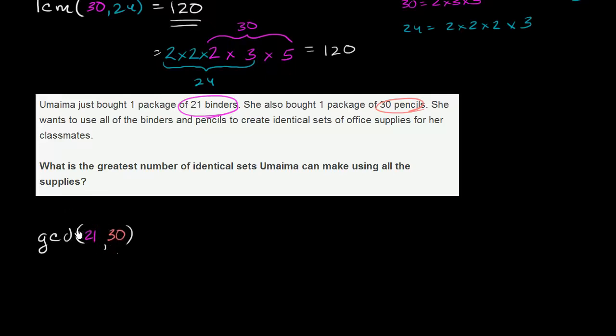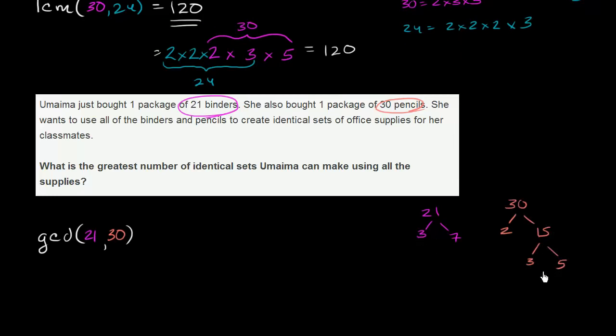We could list all of their normal factors and see what is the greatest common one. Or we could look at the prime factorization. So let's just do the prime factorization method. So 21 is the same thing as 3 times 7. These are both prime numbers. 30 is 2 times 15. We already did it just now. And 15 is 3 times 5.